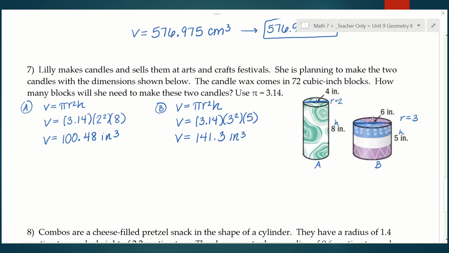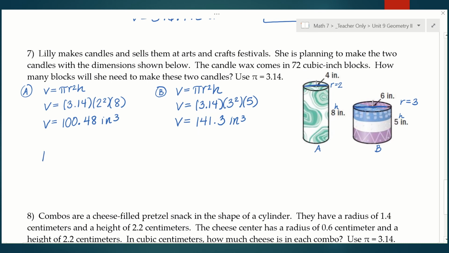Okay, so we found the volume of each candle. Now I need to figure out what the total volume is because that will tell me how many cubic inches of wax I need. So I'm going to add the 2 volumes together. And that is going to give me 241.781. Okay, so that's how many cubic inches of wax I need.